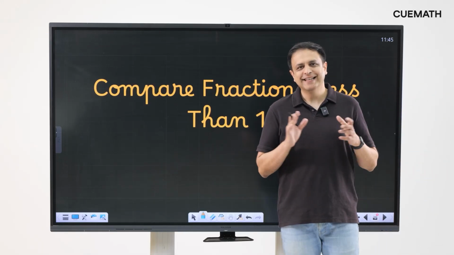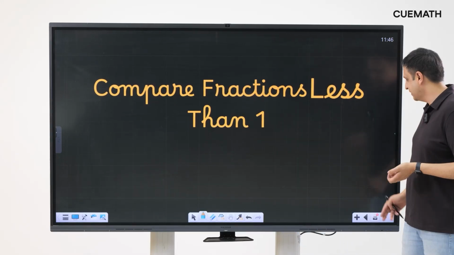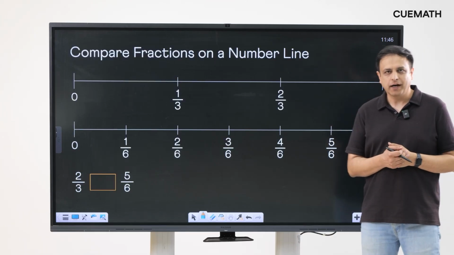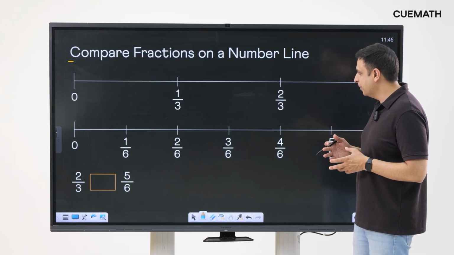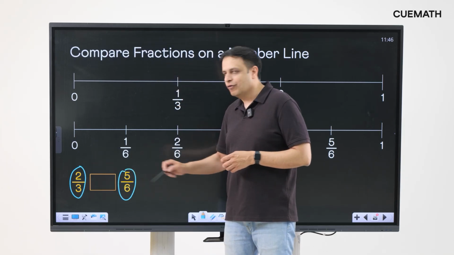Hi everybody, in this lesson we will see how to compare fractions that are less than 1. So let's get started right away. Suppose that we have to compare the fractions 2 over 3 and 5 over 6.